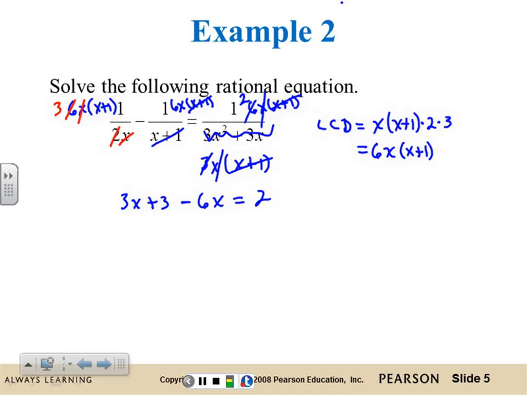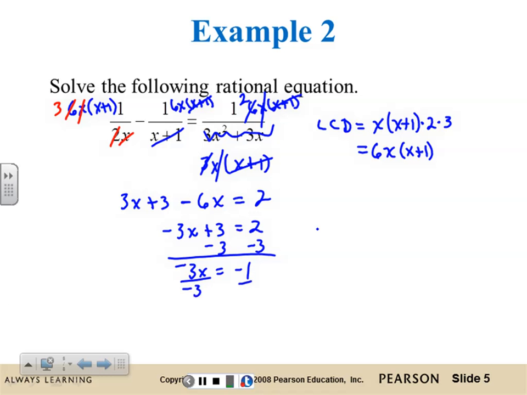So now what I need to do is combine like terms on the left hand side, because I have a 6x and a 3x that I can put together. So 3x minus 6x is negative 3x plus 3 is equal to 2. So now I need to find like terms. You have the 3 and the 2, they're on opposite sides. So we're going to minus 3 from both sides. So we have negative 3x is equal to negative 1.